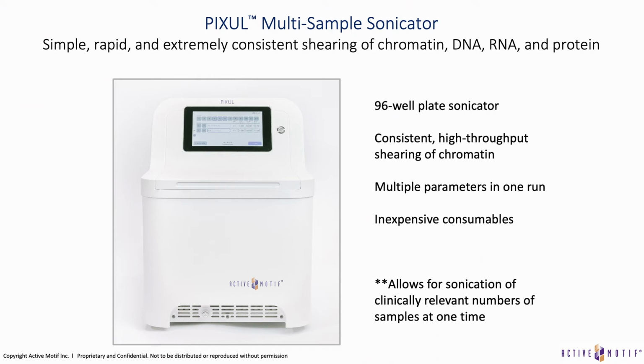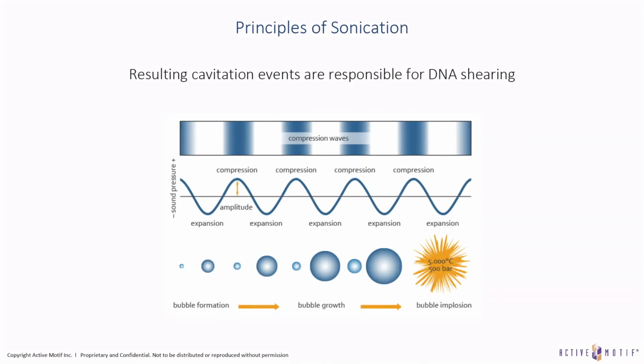Before we go in, I thought it'd be a good time to talk about what sonication actually is. So sonication basically takes place when we pulse these compression waves through a sample. And these waves will cause bubbles to form that will expand over time. And as they reach a terminal size, they will implode, and that releases a large amount of heat as well as mechanical force, which then goes on to shear and break up the nucleic acid. So this is really what takes place when we sonicate samples.